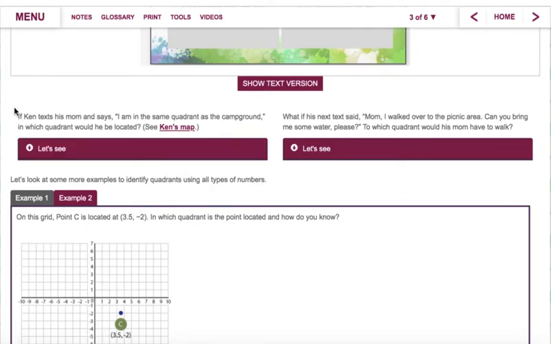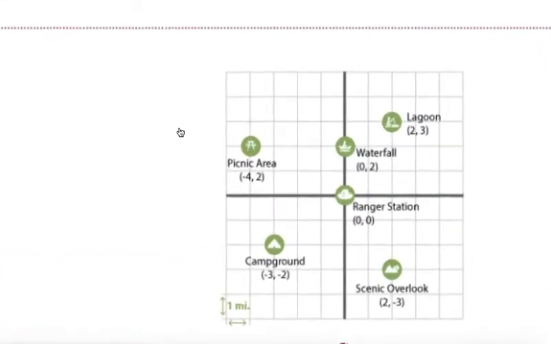If Ken texts his mom and says, I'm in the same quadrant as the campground, in which quadrant would he be located? So we need to go ahead and look at Ken's map again. So I'm going to click on this in a second. So he's saying he's in the same quadrant as the campground. So let's find the campground. Campground is right over here. So which quadrant is he in? Notice that both numbers are negative. So I always like to start at the top right. Okay, Quadrant 1, Quadrant 2, Quadrant 3. So the campground is in Quadrant 3.